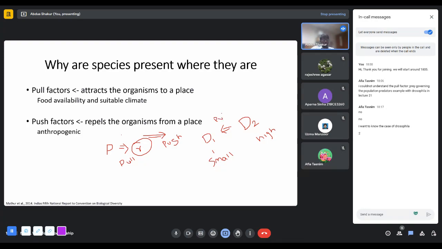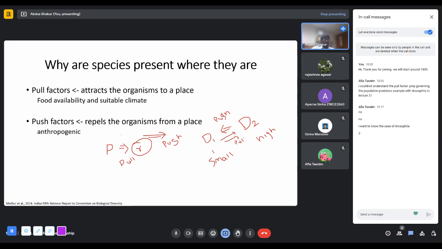In contrast, if you think in terms of D2, it can compete with D1 way more easily than D1 itself. So the presence of D2 wherever D1 is present, if D2 goes there, it will have a greater advantage. So D1 can act as a pull factor. Sorry, this is a push factor. So D2 will push D1, and D1 will pull D2 to that area.